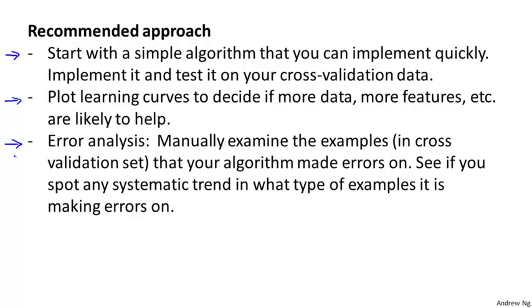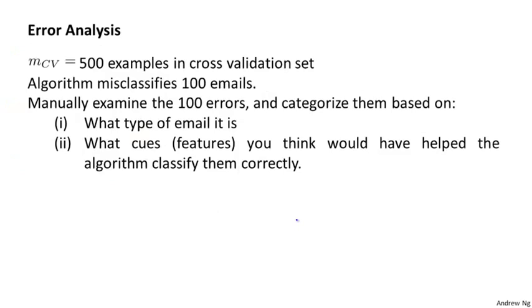Concretely, here's a specific example. Let's say you've built a spam classifier and you have 500 examples in your cross-validation set, and let's say in this example that the algorithm has a very high error rate and it misclassifies 100 of these cross-validation examples. So what I do is manually examine these 100 errors and manually categorize them based on things like what type of email it is and what cues or what features you think might have helped the algorithm classify them correctly.